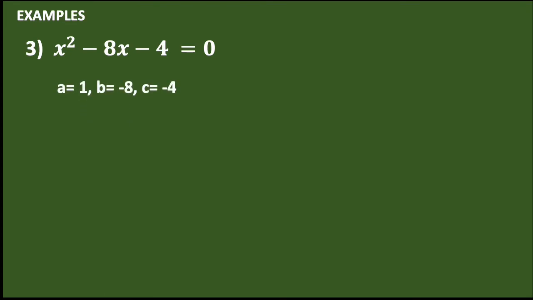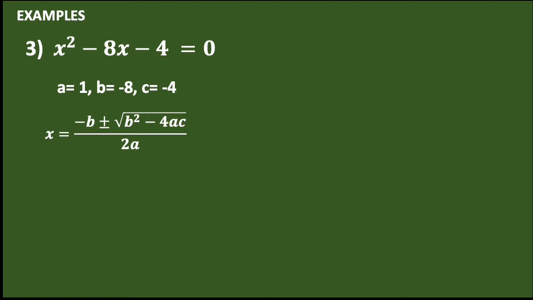Let us now have the third example. We have x squared minus 8x minus 4 equals 0. Identify the values of a, b, and c, because in this case, we are still going to use the quadratic formula. A is equal to 1, b is equal to negative 8, c is equal to negative 4.